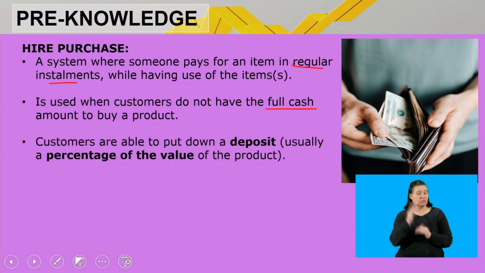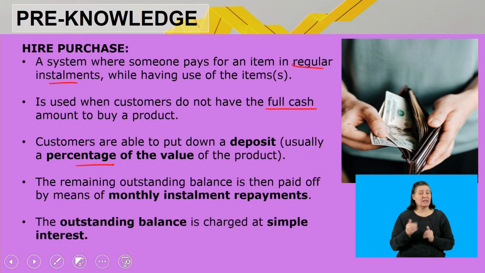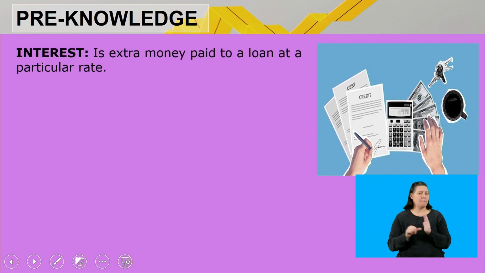Also important to note is usually customers must put down a deposit. And that deposit is usually a percentage of the value of the product you are buying. Then the remaining outstanding balance is paid off by means of monthly installment repayments. Also important is that the outstanding balance is charged at simple interest. Okay, so I hope that gives you a bit of background. Let's quickly look at what else is important.